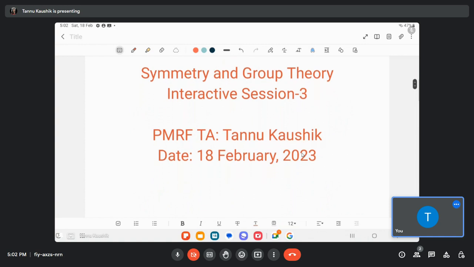So, today we will be discussing. We have already studied how we can find different symmetry elements and operations in a particular molecule. But now we will be collectively finding all the symmetry operations in a molecule and grouping them, and then we will classify them into a particular group, what we call a point group.